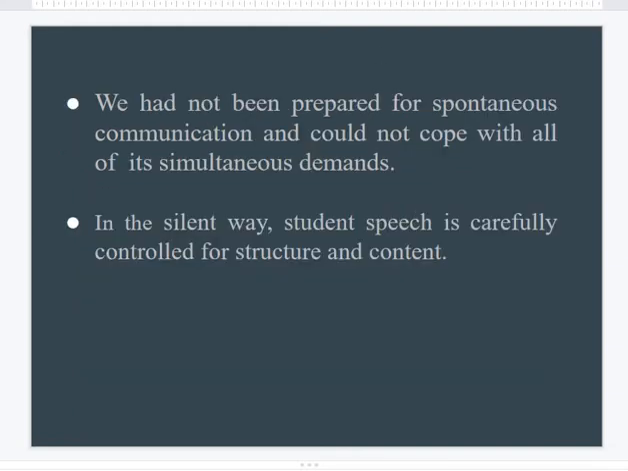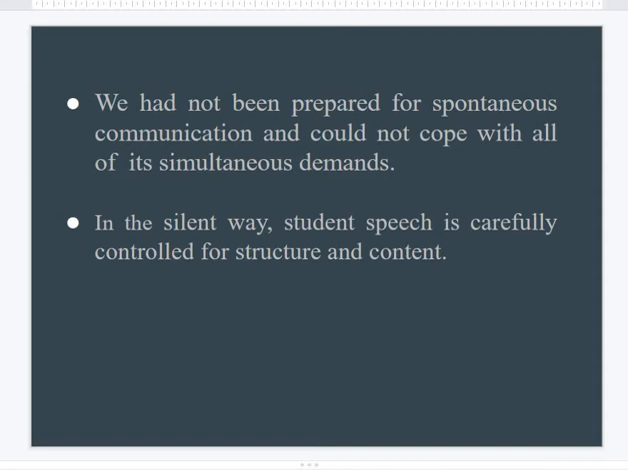The first point is that we had not been prepared for spontaneous communication and could not cope with all of its simultaneous demands. Communication is a two-way process, and at the same time it is a simultaneous process. You don't have ample time to think, to make a structure of the sentence, to translate into the target language, and then to speak. You need to respond simultaneously when you are talking to another person. For this spontaneous process, you are not well prepared.